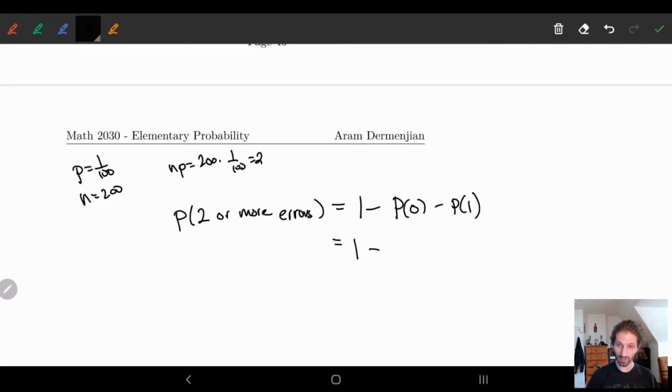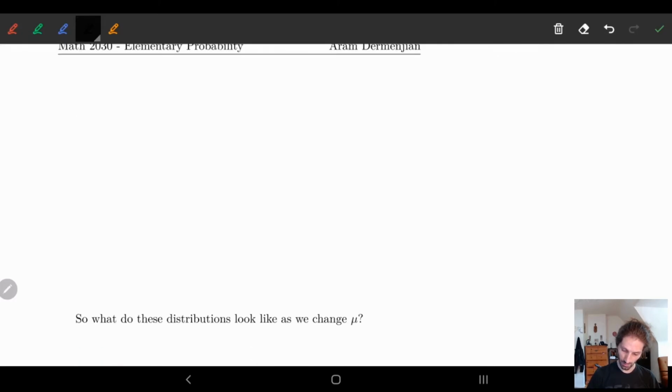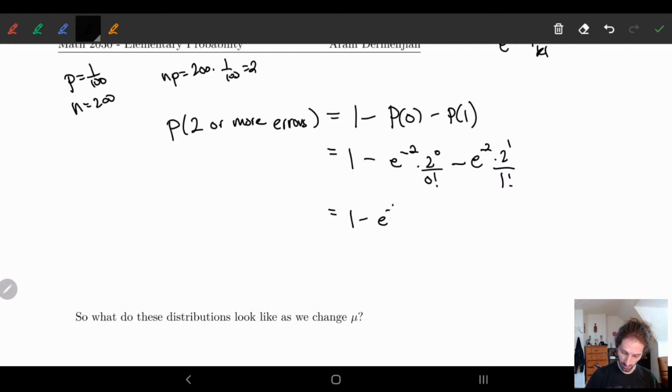So let's calculate this. 1 minus, we're using the Poisson approximation. So we get e to the minus mu times mu to the k over k factorial. So mu is 2, so we get e to the minus 2 times 2 to the 0 over 0 factorial minus e to the minus 2 times 2 to the 1 over 1 factorial. So in this case, we get 1 minus e to the minus 2 times 1, right? 2 to the 0 is 1, 0 factorial is 1. Here we would get a 2 for the second one. So we get minus 2 times e to the minus 2. So this is just 1 minus 3 times e to the minus 2.